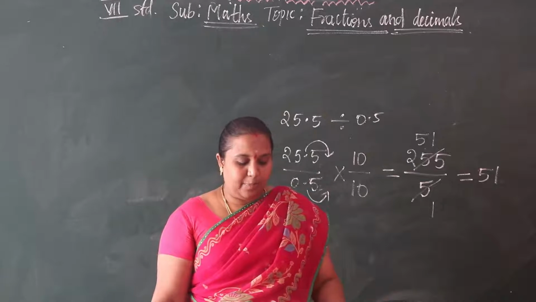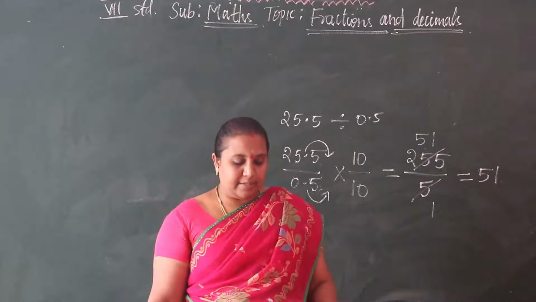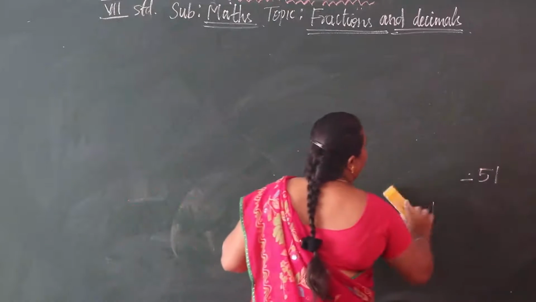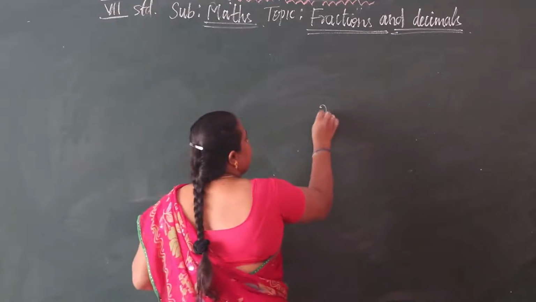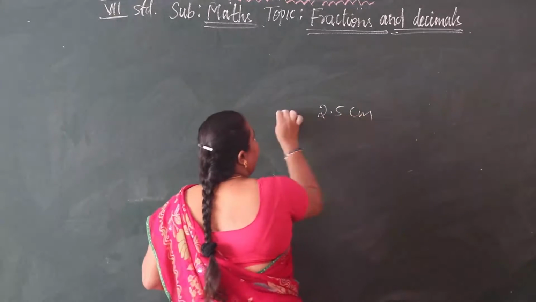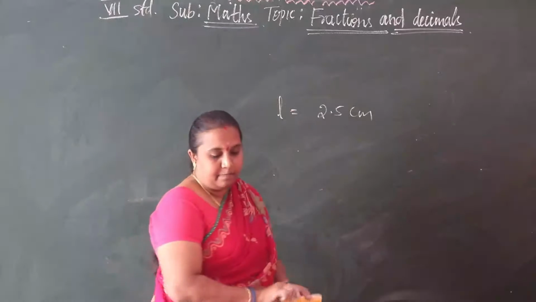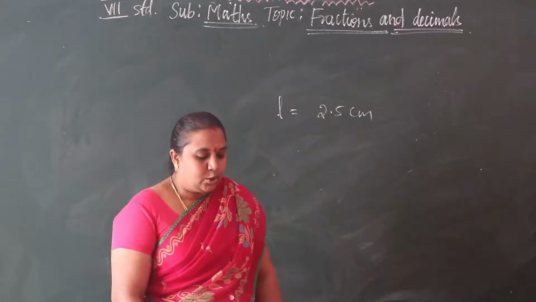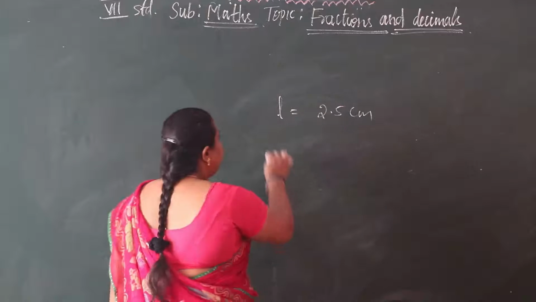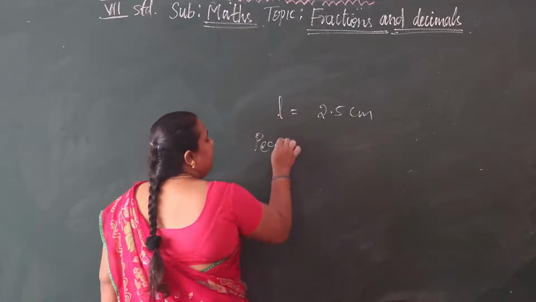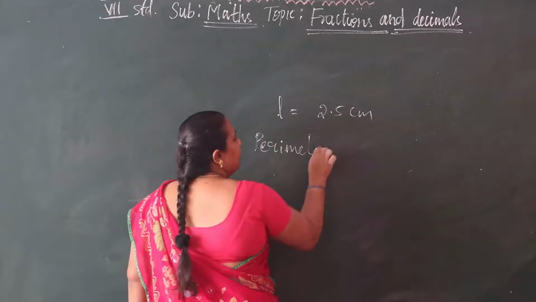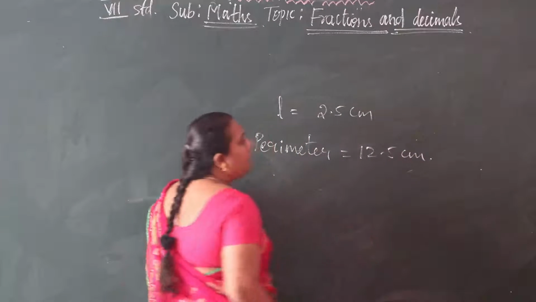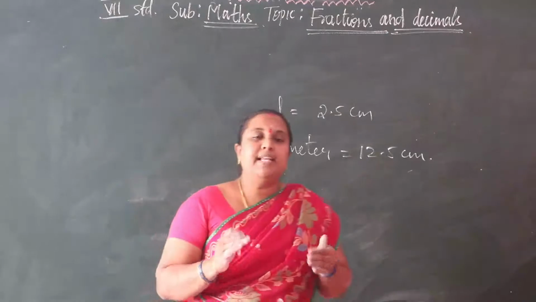So it is a regular polygon. It is 2.5 centimeter in length. So the length of the regular polygon is 2.5 centimeter, it is given. And then the perimeter of the polygon is given, 12.5 centimeter. We have to find out how many sides.